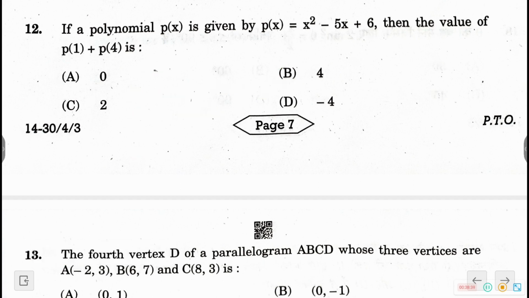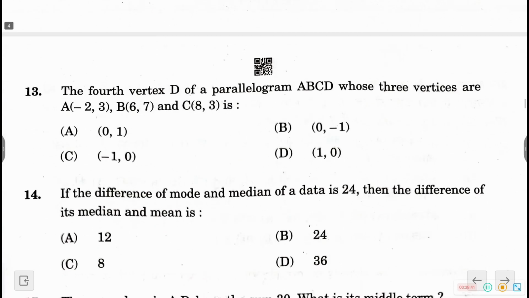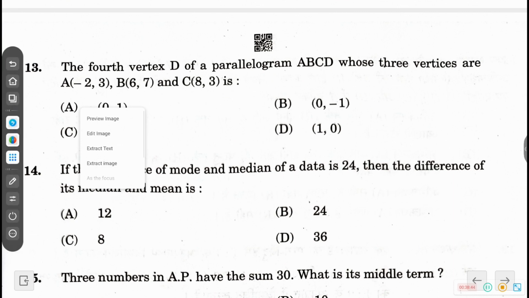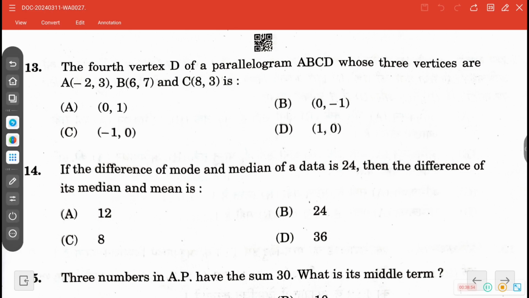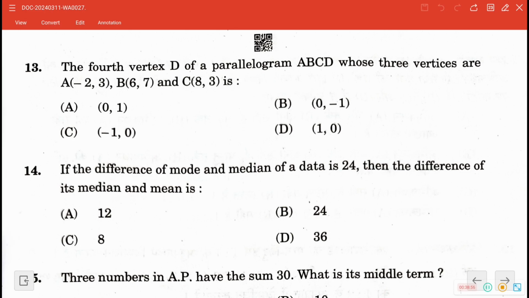Question number 13, we have just now done already. That is (0, -1). Only (0, -1) will give us that the midpoints of AC and BD are the same. Previously just now we have done it. We got there (0, -1). Option B is correct. And this one was given in set 1. It is given mode minus median is equal to 24.